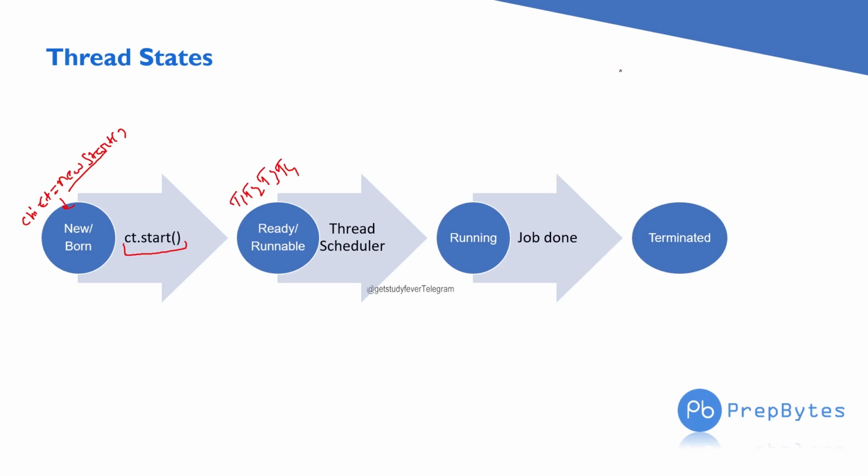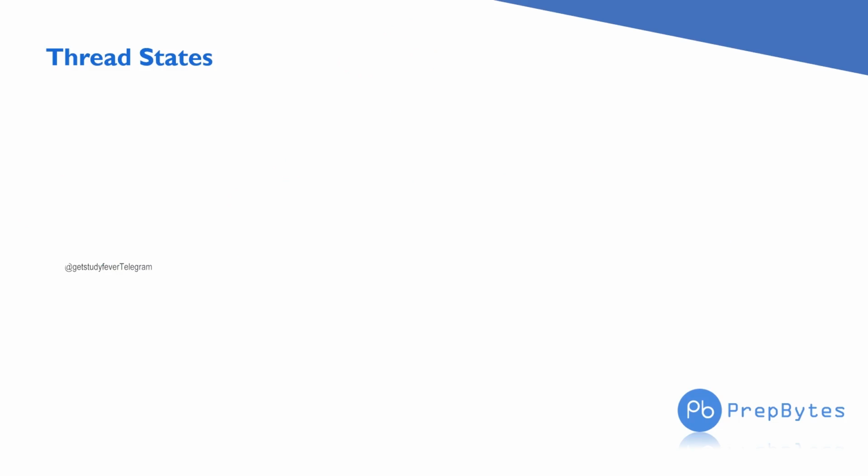Now we have many more states, that is the waiting state, blocked state, timed waiting state. That we will see when we see different methods of the Thread class, due to which these states are required. For example, there is the wait method, the join method, and the yield method. Using these methods, the new states will be added in this same diagram. We will see them one by one, but these are the 4 basic states. Now let's move forward with the theory.